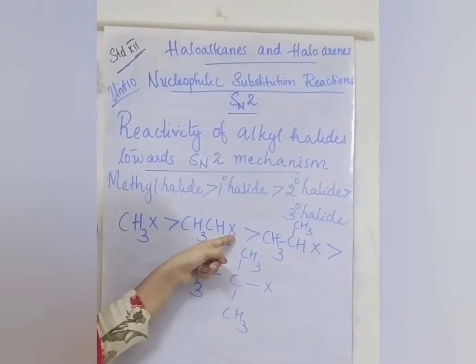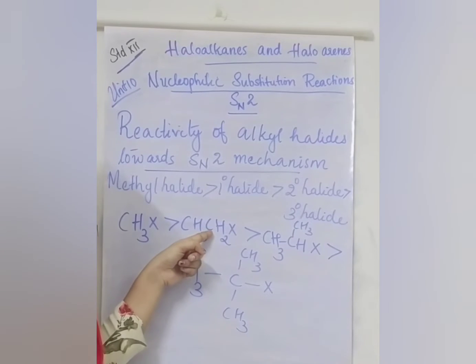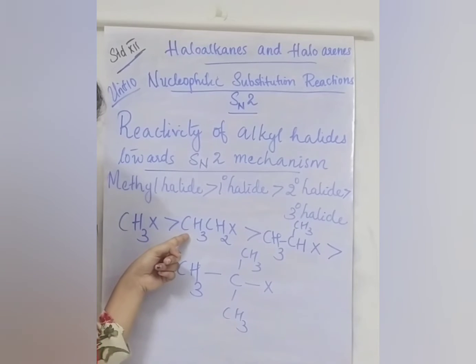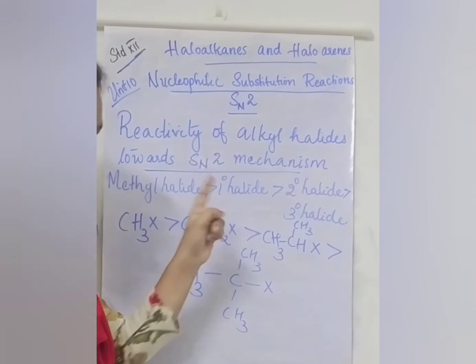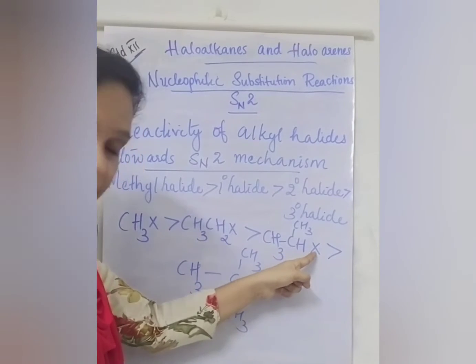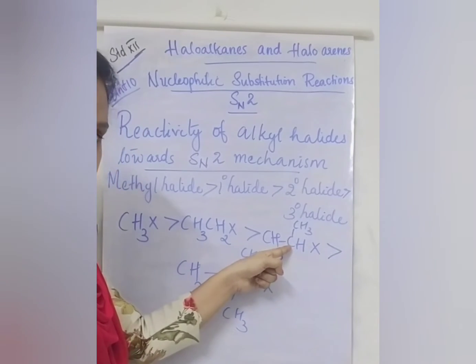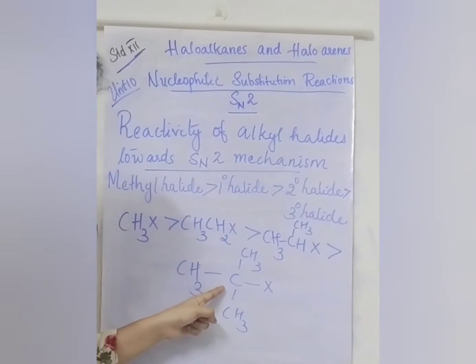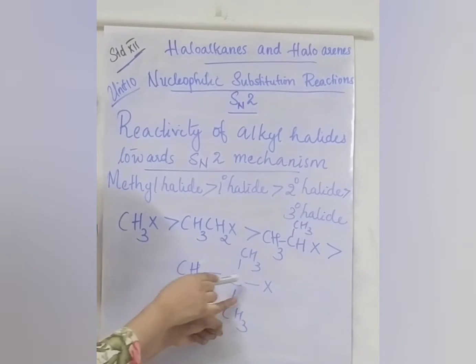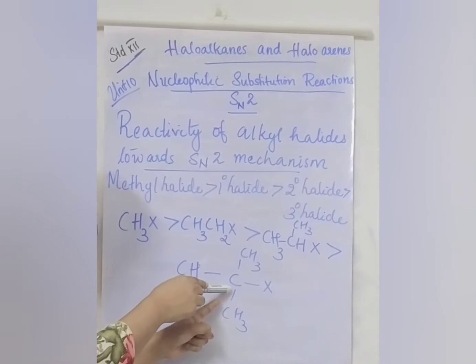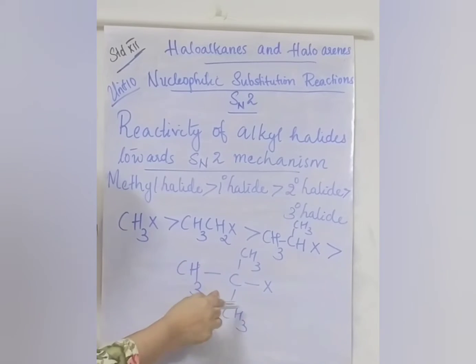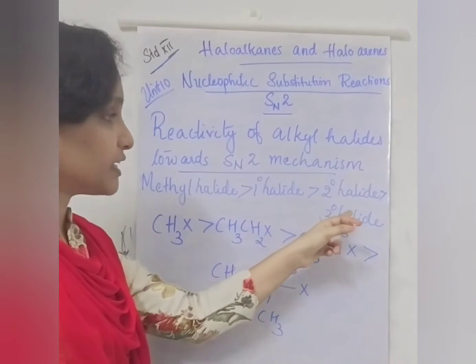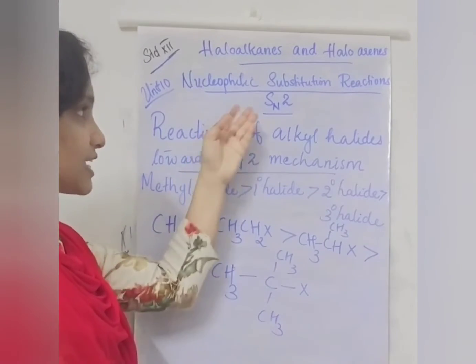In a primary halide, the carbon atom to which the halogen is attached is attached to only one other carbon atom. So that's why it is known as primary halide. Secondary halide means the carbon atom bearing the halogen is attached to two other carbon atoms. Tertiary halide means the carbon atom bearing the halogen is attached to three other carbon atoms. Now see, tertiary halide is least reactive towards SN2.